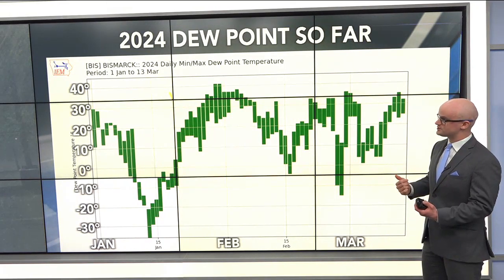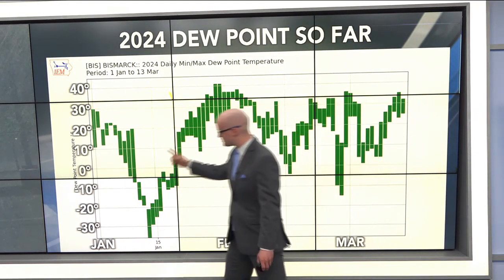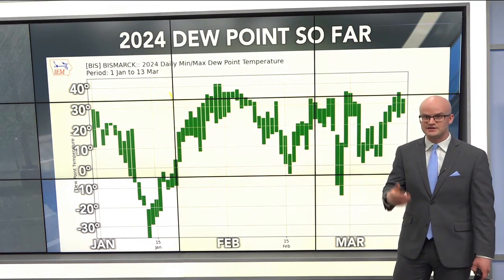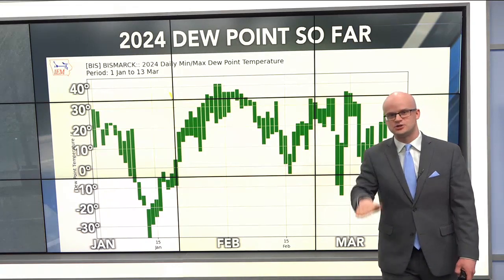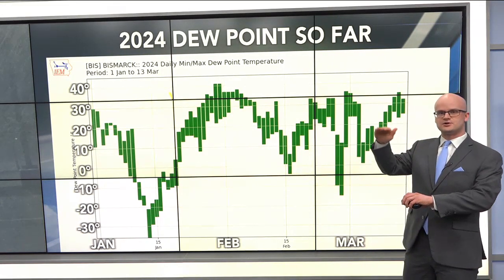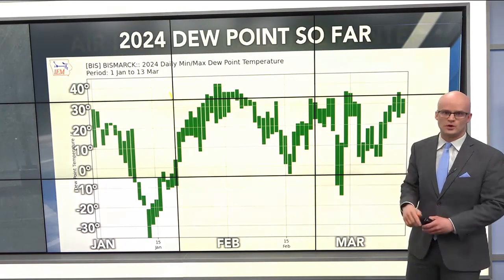In 2024 so far, when we had that big cold snap in January, our dew points plunged down into the minus 20s and even minus 30s, because the dew point has to be lower than the air temperature. So you have a dew point of, let's say, 5 degrees. The air temperature would have to be above that, let's say, 20 degrees.